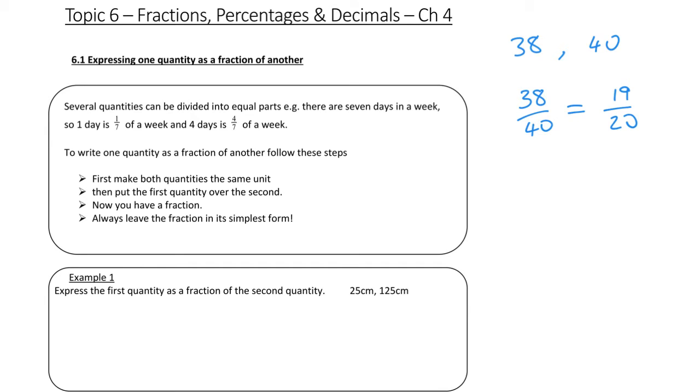So example 1, express the first quantity as a fraction of the second, so 25 centimetres and 125 centimetres. What we can see there, both in the same unit, so we've got that part done. Then we need to put the first quantity over the second, so that's 25 over 125. So now we've got a fraction and we need to try and simplify it. So we can divide top and bottom by 5, and that simplifies to 5 over 25. And again, we can divide top and bottom by 5 to get 1 over 5. So 25 out of 125 is 1/5.